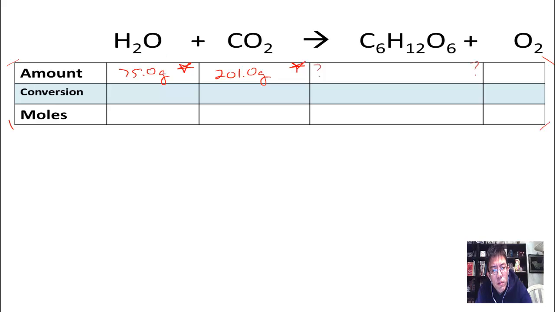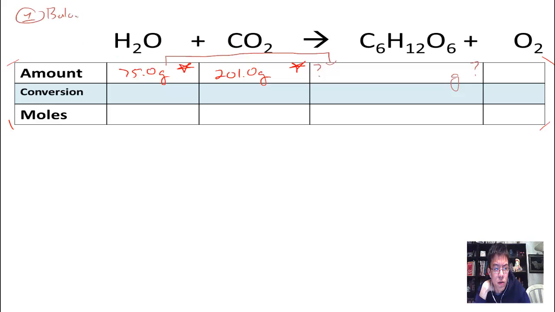Okay, so my first thought maybe is, how can I convert from 75.0 grams to grams of C6H12O6? And I realized I want to go here, but there's no real direct conversion from grams of a molecule to grams of another molecule. So that's troubling. The other thing that's troubling is that this equation does not look balanced.